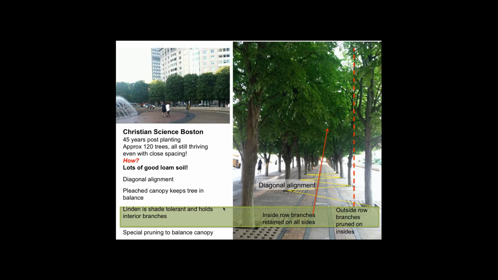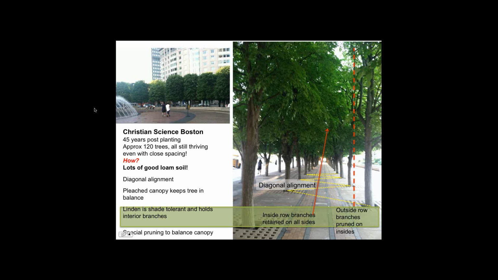I find Christian Science in Boston to be an interesting place to study because they're one of the oldest bosques of trees that I'm familiar with that is in confined rooting spaces. These are on top of a parking garage, but they have a large sheet of soil that connects all of these trees. I think it's over 1,000 cubic feet of soil per tree. And these trees are pleached. They're pruned almost every year to keep them in very, very tight, rounded forms.